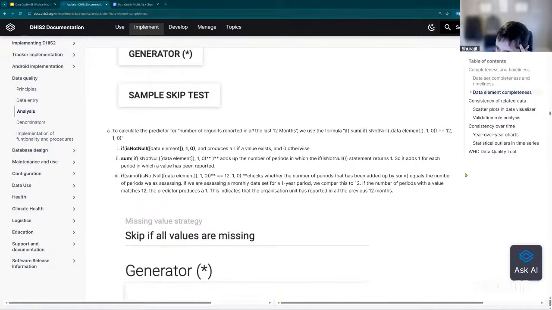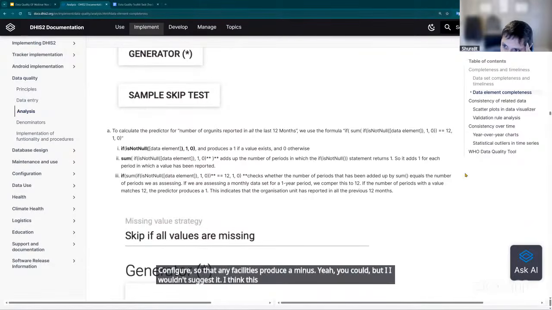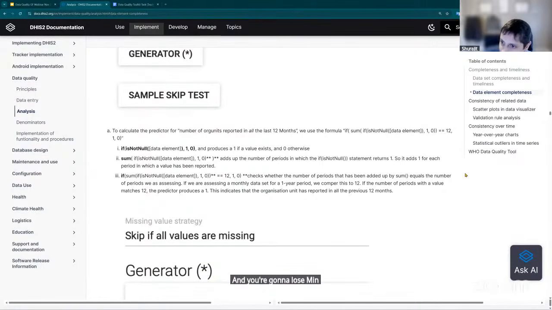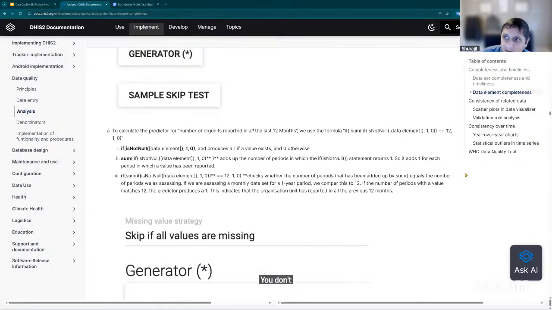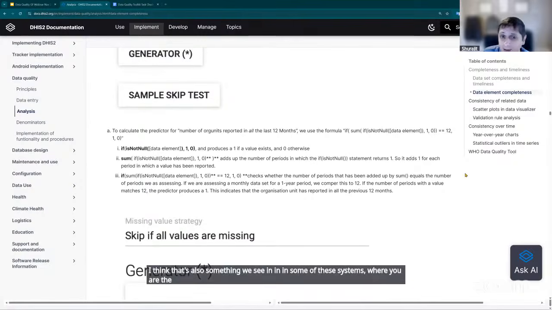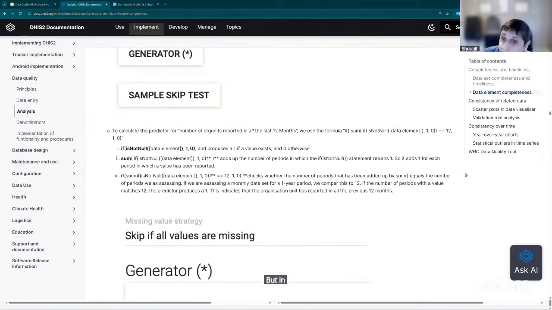Can you configure it so that NA facilities produce a minus? Yeah, you could, but I wouldn't suggest it. Because if you say minus 99 and you're aggregating that data, then you're going to lose minus 99 for every facility that did report. If a facility is not supposed to report, then I would suggest removing it from your total. You don't have to have every facility as your denominator. That's also something we see in some of these systems where the denominator is wrong, because you're saying that this facility is supposed to report, but in reality, they're not even delivering that service. So you have to be careful there as well.